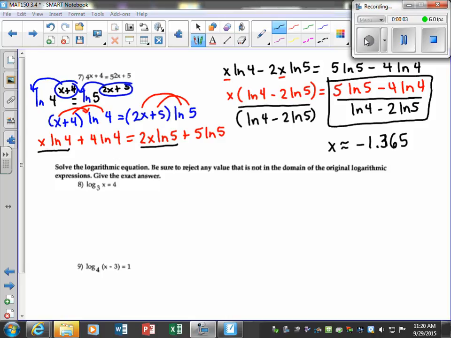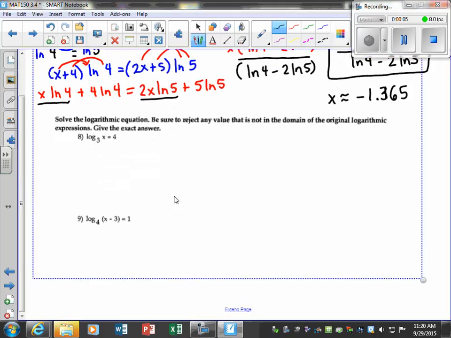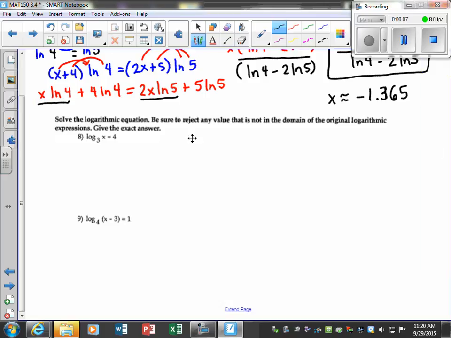Alright, this next part we're going to solve logarithmic equations, and it says be sure to reject any value that's not in the domain of the original logarithmic expression. Now remember we said for our domain for logarithms that the argument must be greater than 0. So we want to make sure that the argument is positive when we plug our solutions in. So let's keep this in mind as we solve. It wants us to give an exact answer.